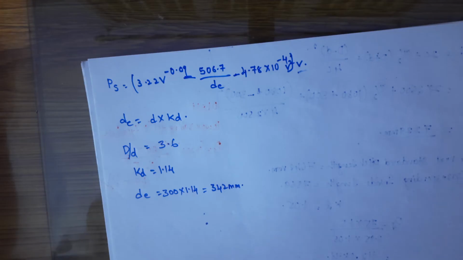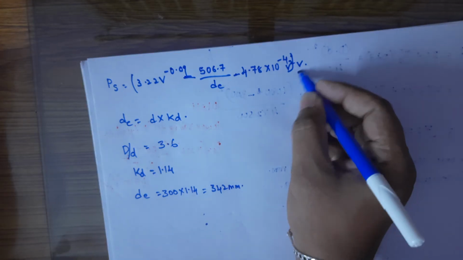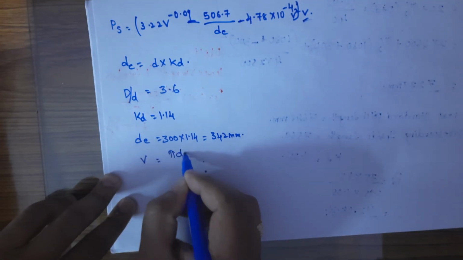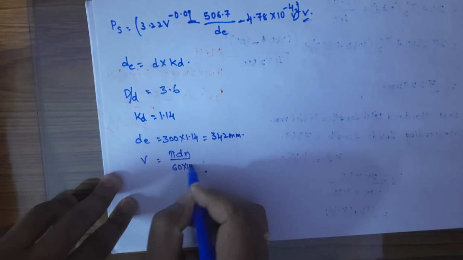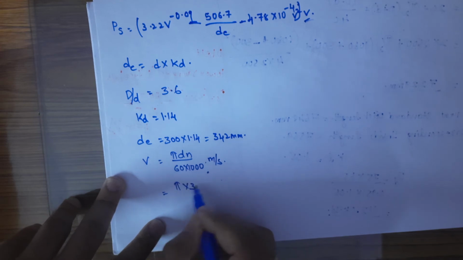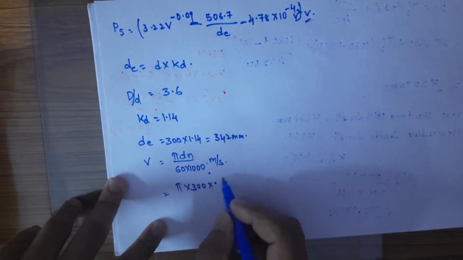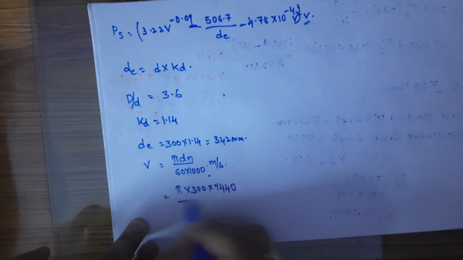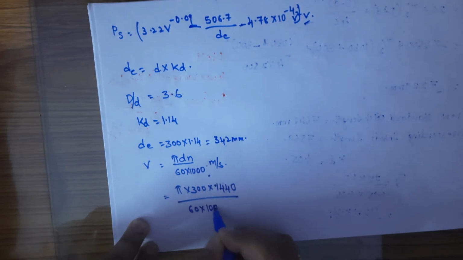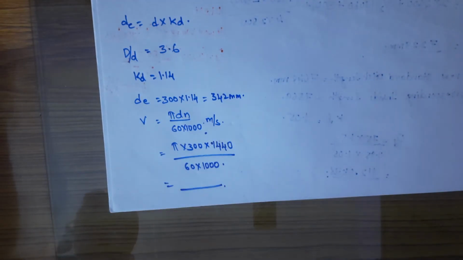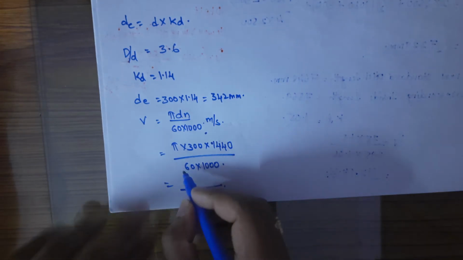Then we have to calculate the V value. V is the belt velocity. The belt velocity V is equal to pi D N by 60 into 1000 meters per second. So pi into 300 into N value 1440 rpm by 60 into 1000. We will be getting an answer of 22.6 meters per second.